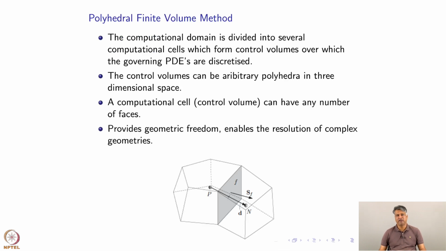So if you look at the polyhedral finite volume method, the computational domain is now divided into several computational cells which form control volumes over which the governing PDEs are discretized. The control volumes can be arbitrary polyhedra in 3 dimensions, so that gives us geometric flexibility. The computational cell or control volume can have any number of faces. It provides geometric freedom and it enables the resolution of complex geometries.